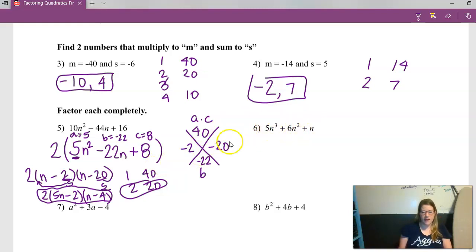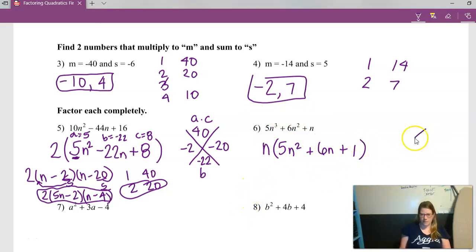Okay, on number 6, we have no common factor. Oh, yes, we do. We have an n. Every term has an n, so we're going to pull that n. So that will leave me with 5n squared plus 6n. And then if I have an n and I pull an n, sometimes students are tempted to put a 0 right here. But remember, if I multiply this n back through, I need to get the same thing that I got here. So I would need to put a 1 there, not a 0.